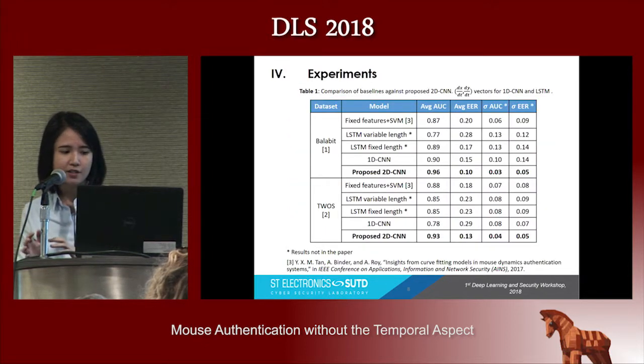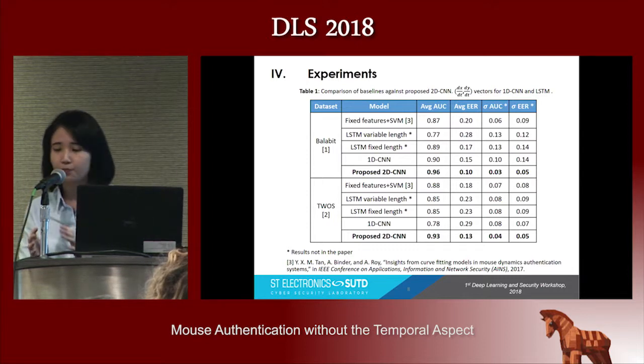So table 1 here shows the comparisons of the proposed 2D CNN method with the SVM method and 1D CNN method. Note that the LSTM model here is a new experiment that is not included in the paper. We thought it would be interesting to see how a popular candidate for time series-based models such as LSTM would work on such mouse movement data.